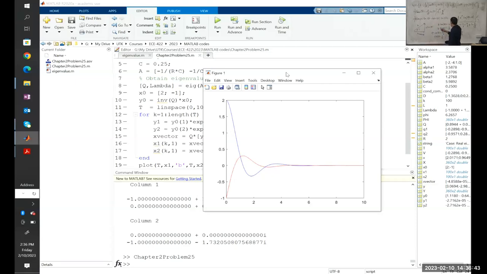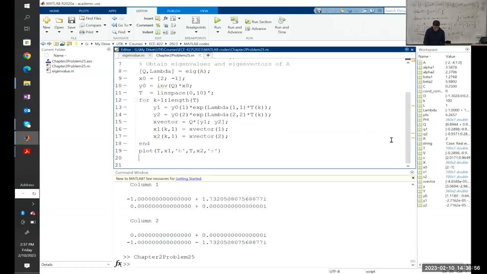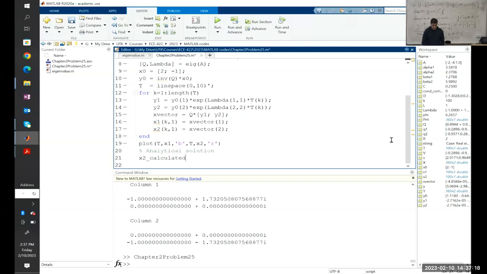Something we can do, we can verify whether this is the solution or not. Let's see if we got it right, or maybe we made a mistake. So let's see what we got. So I'm going to put here the analytical solution. And this is X1 calculated, and this is X2 calculated. And this is going to be this expression right here. So we can just put the whole expression here.